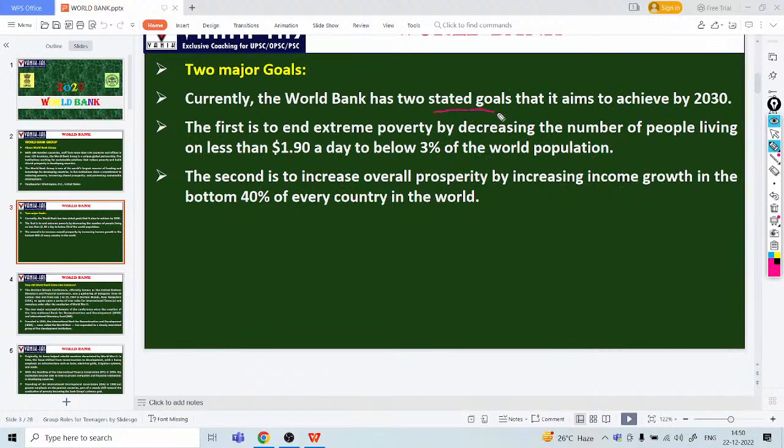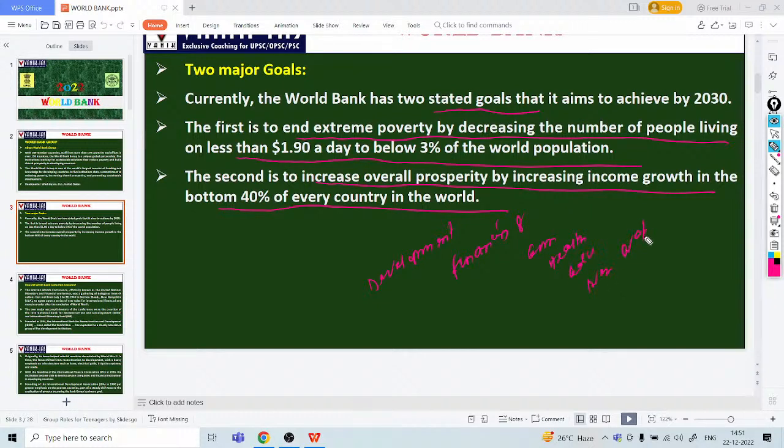World Bank has two stated goals. First is to end extreme poverty by decreasing the number of people living on less than 1.9 dollars a day to below 3% of the world population. Second is to increase overall prosperity by increasing income growth in the bottom 40% of every country in the world through development financing, catering to employment, health, education, drinking water, sanitation, environment, all these, including livelihood also.